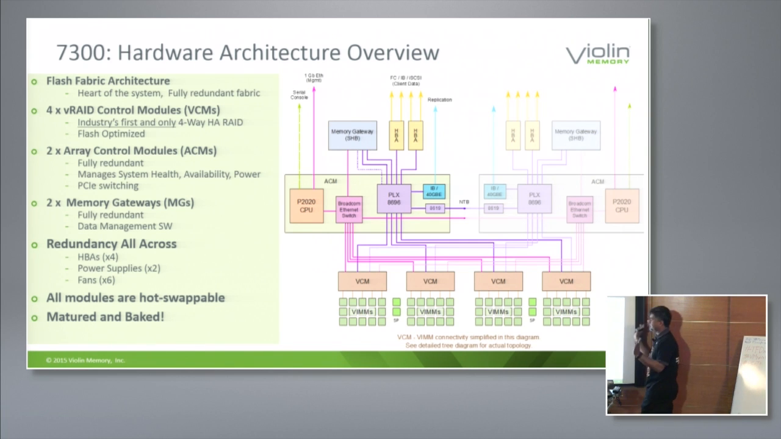Up to 16 VIMs can fail and data is not lost, and 3 of the VCMs can go down and your data access is not lost, and so forth.